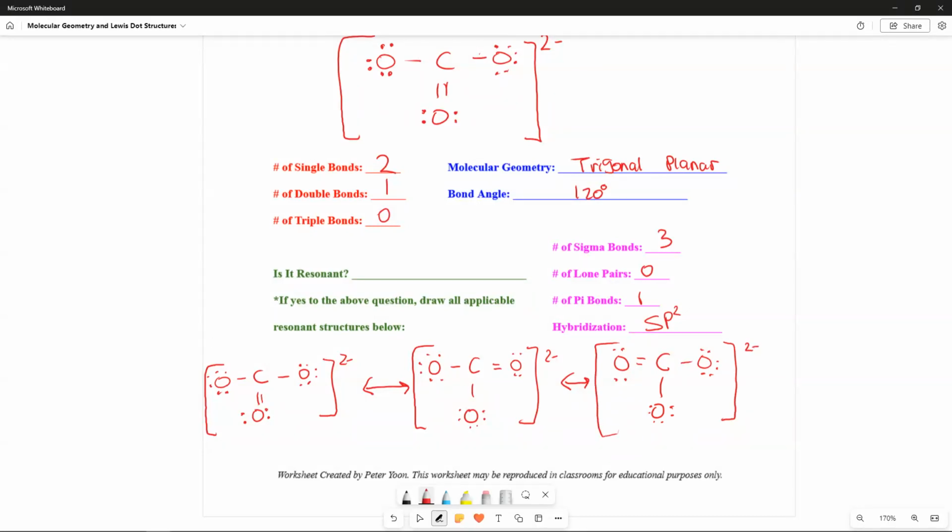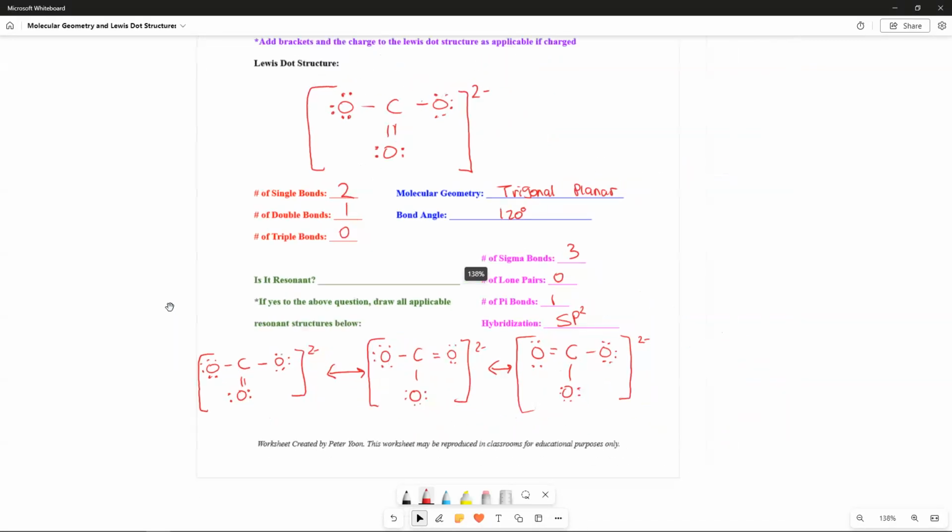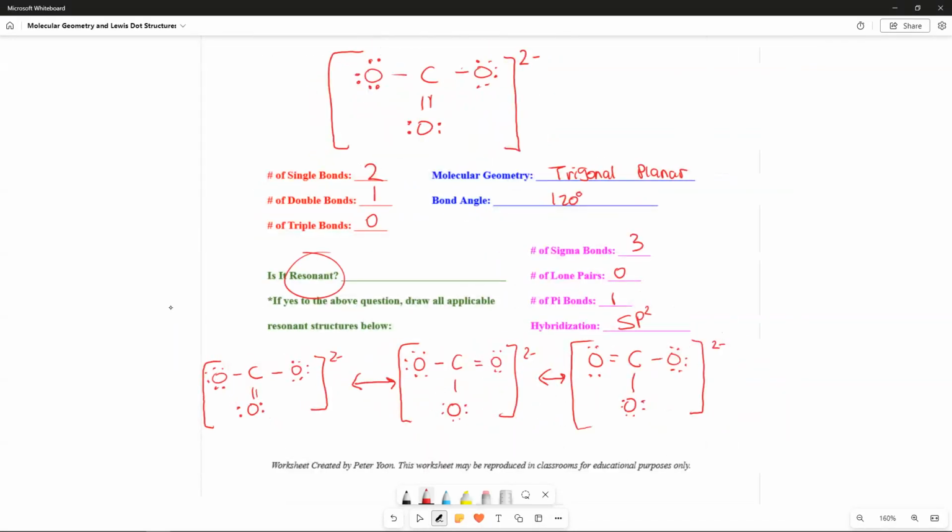Alright, and that is your resonance structures. And to answer the question, is it resonant? Yes, it is resonant. And that's it.